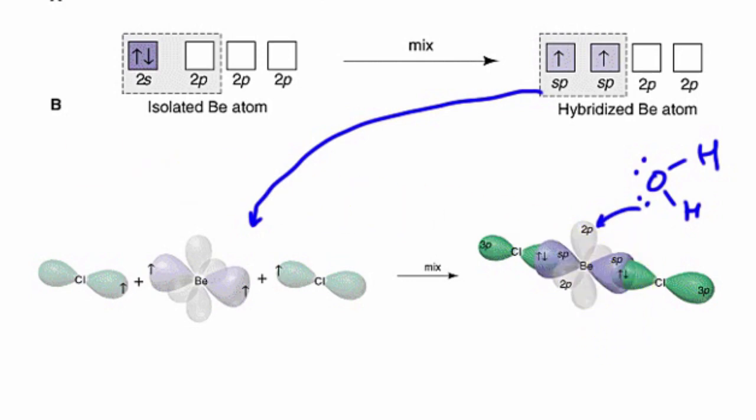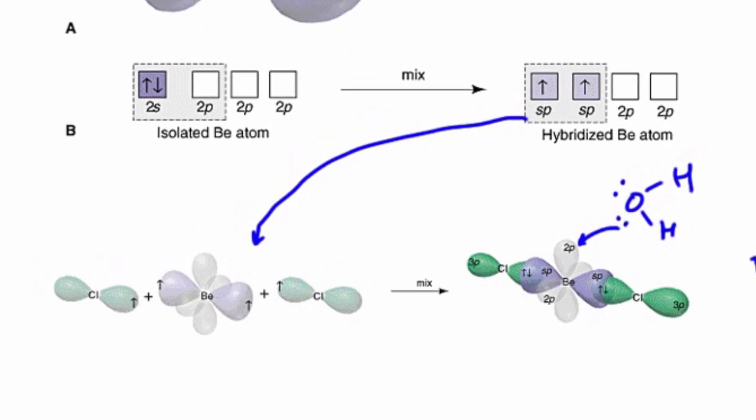Okay? Alright, so that's your sp hybridized orbital. You're just taking an s and a p and putting them together. The rules still apply. Each one of these can hold 2 electrons at most, right? 2 electrons at most, and therefore 4 electrons, and that's why beryllium does what it does.